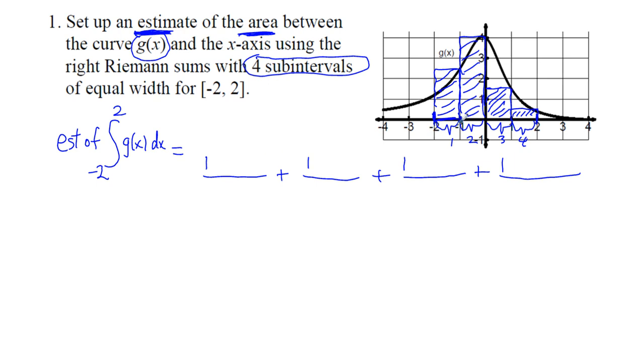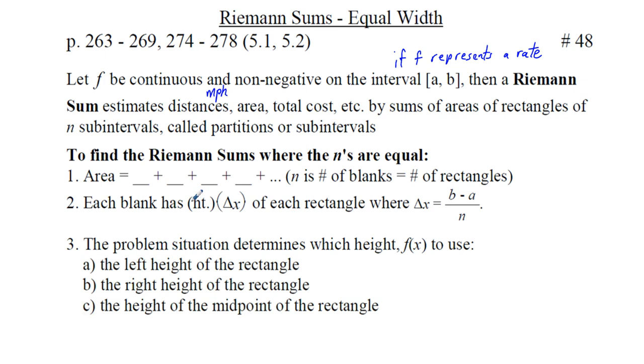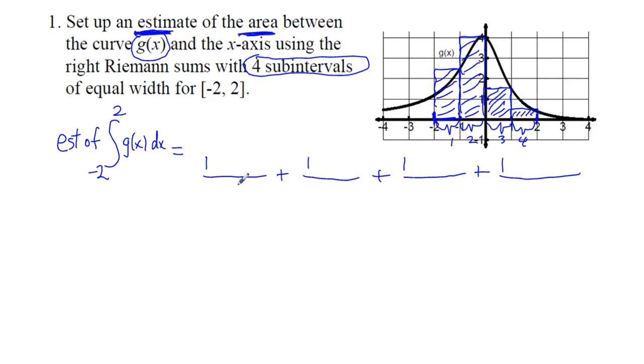We already have the height. You see it says the height of the rectangle. You see that each blank has a height, delta x. So delta x is going to be that 1 in each case. So the 1 in this case represents the delta x, right? Every one of these is 1, and so on. Delta x, delta x, delta x.